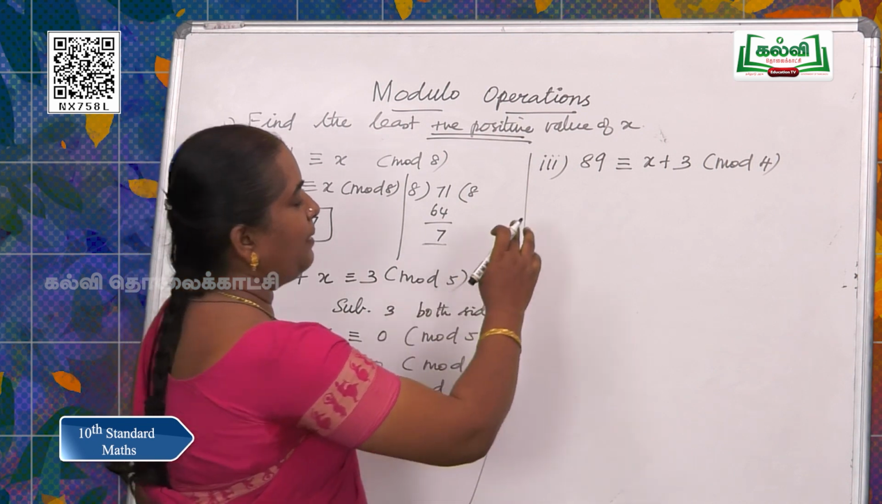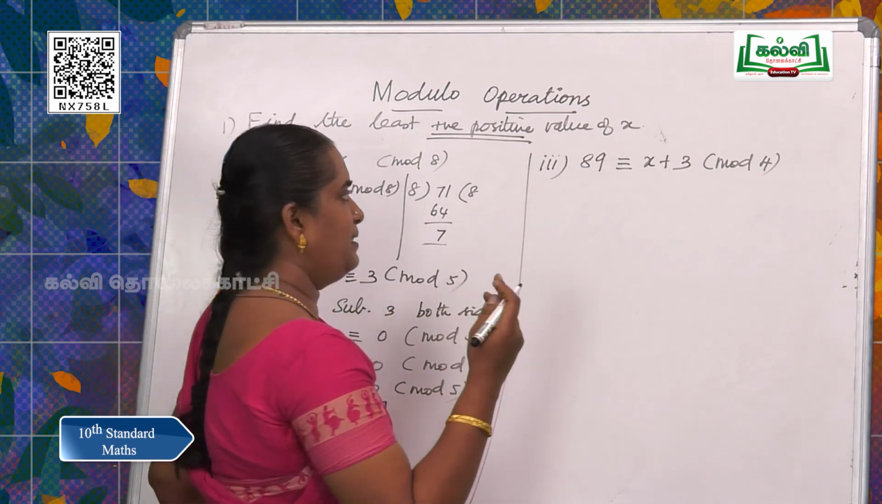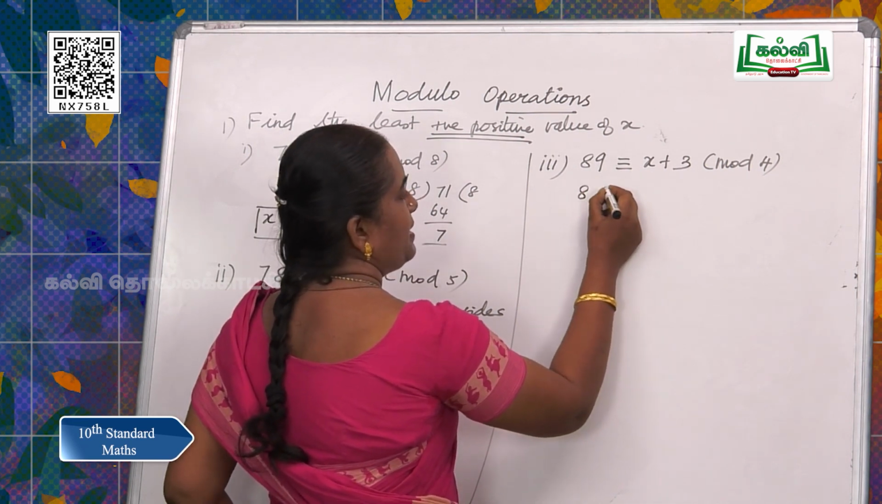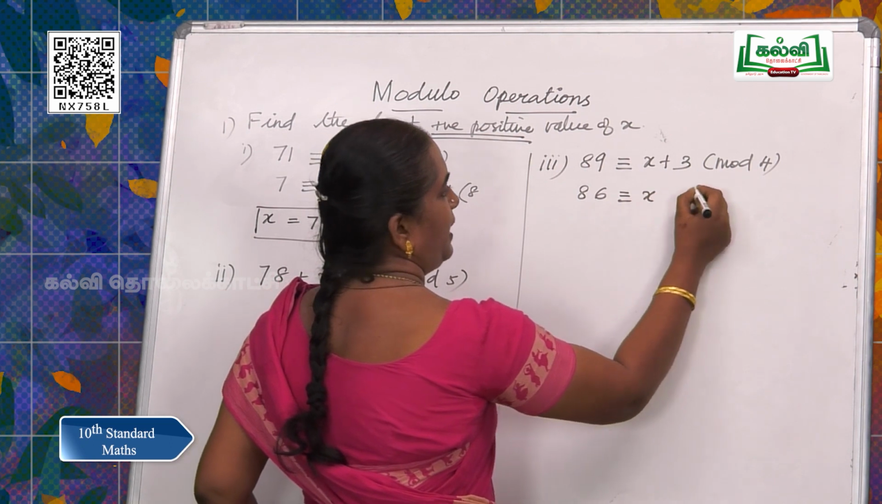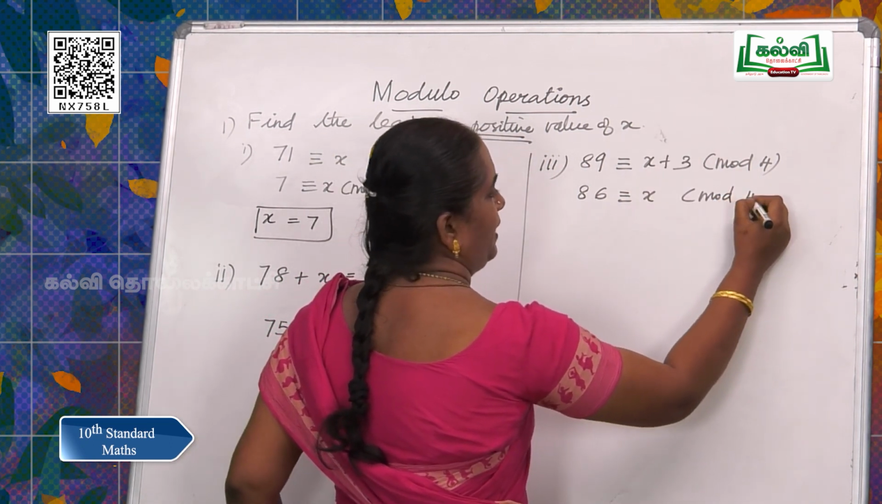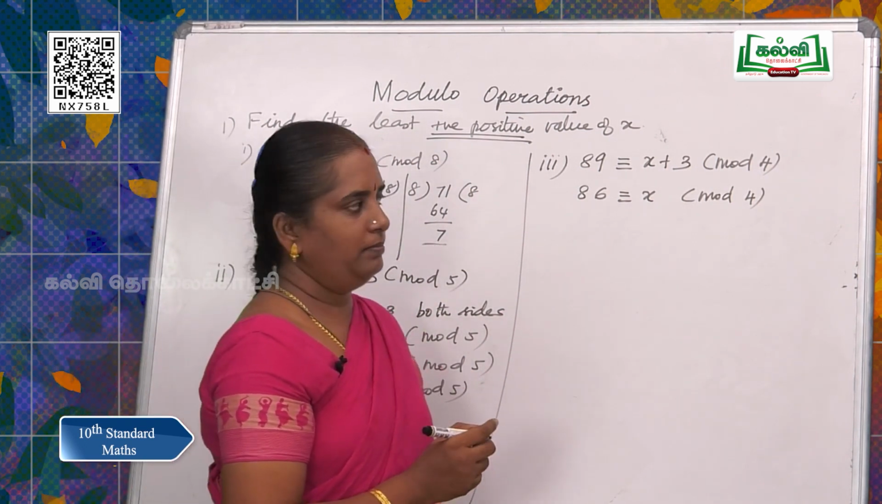See, 89 is congruent to x plus 3 mod 4. Here we can subtract on both sides. What shall we subtract? Yes, 3. So, we shall subtract 3 on both sides. That means 86 is congruent to x, since 3 minus 3 will be 0. So, we leave that. 86 is congruent to x modulo 4.